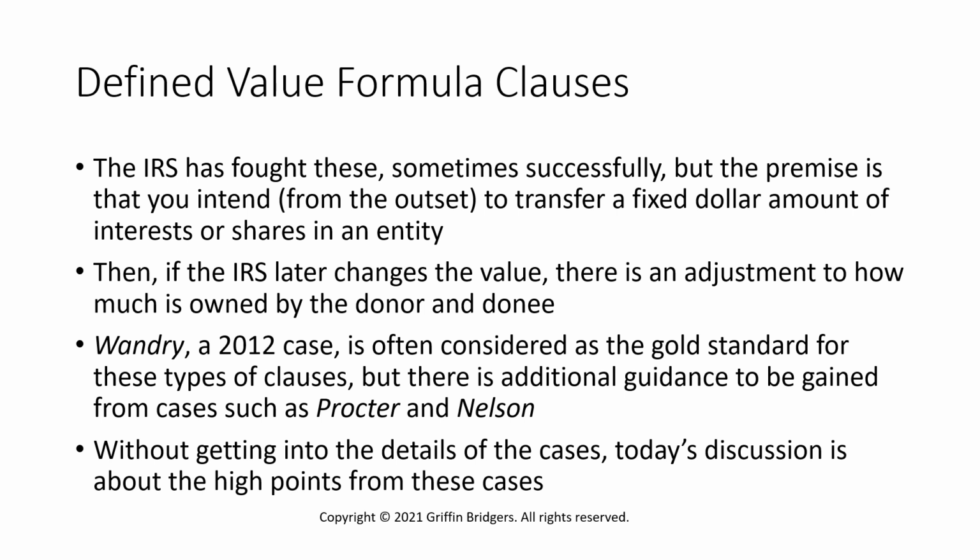Now, the IRS has fought these tooth and nail throughout the years and sometimes successfully, but the premise is that from the outset, what you intend to do is not transfer a fixed percent ownership or a fixed number of shares, but instead a fixed dollar amount of interest or shares, which will ultimately be determined in terms of percent ownership or number of shares when finally there's agreement or concession between the IRS and the donor as to the value. That could happen once the limitations period is passed for the gift tax return, or when the dust settles on any sort of audit or even tax court case.